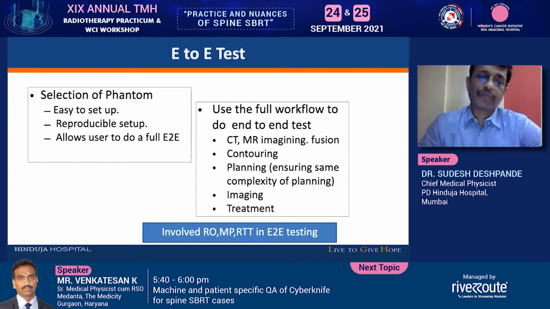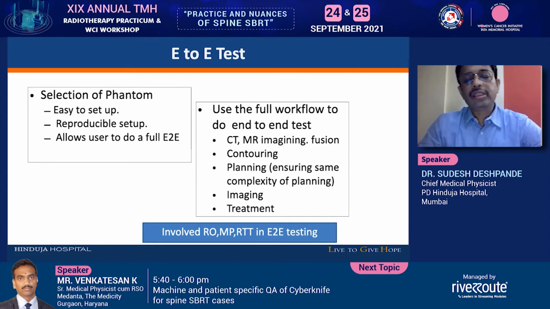So how to do the E2E test? The important thing is the selection of the phantom. The phantom should be easy to set up, it should be reproducible, and it should have the capacity to be used to do a full E2E test. So we should do the full workflow. That is, we should do the CT. If you are doing MR also, do the CT and MR imaging, do a fusion, perform contouring, then do planning. Whenever you do planning, ensure that the same complexity of planning that we are going to do on the patient is there. Then do imaging and treatment. So we should follow the complete workflow when we perform the end-to-end test.